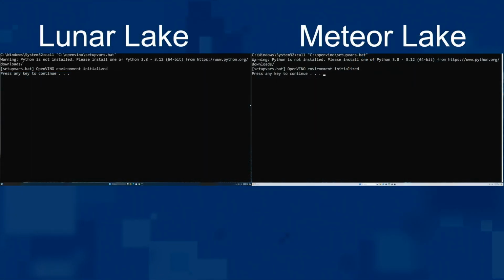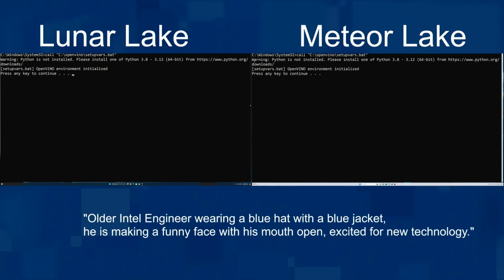So Mr. Bart's a good friend of mine. Why don't you tell me what I'm looking at? So here we have 2 platforms, and these are running on the platforms here on the stage in front of you. On the left-hand side, we have our Lunar Lake platform, and then on the right, we have Meteor Lake. Now, what we have set up here is Stable Diffusion running OpenVINO. We're going to generate an image using a prompt: older Intel engineer wearing a blue hat with a blue jacket. He is making a funny face with his mouth open, excited for new technology.